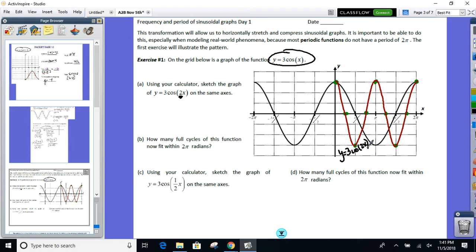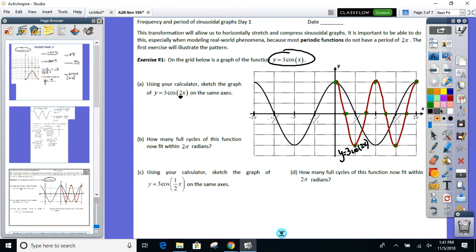Can you and your partner please quickly answer letter B? How many full cycles of cosine do you see now between 0 and 2 pi? How many of your cosine graphs do you see from 0 to 2 pi? Because you do not see 1 anymore. Just from 0 to 2 pi, how many cosine curves are there?